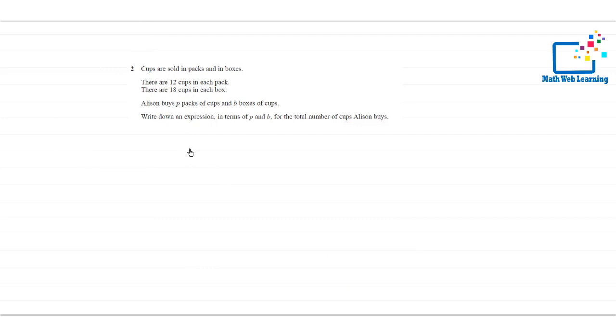Question number 2. We have 12 cups in each pack and 18 cups in each box. Alison buys P packs, that's this one here, of cups, so that's 12p. And B boxes of cups, it's this one here, so that's plus 18b, and that's your answer. Next question is 3.